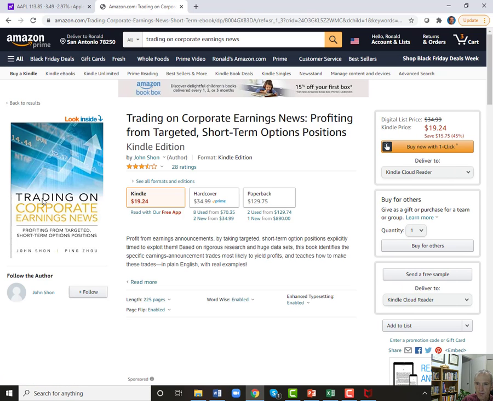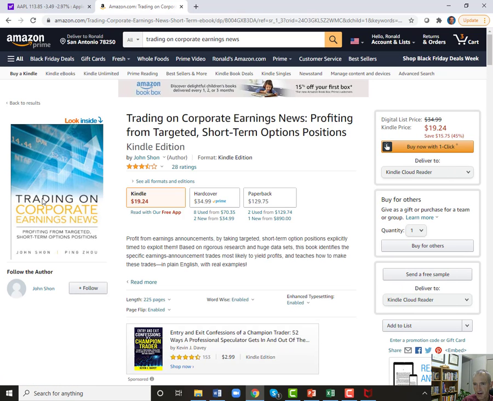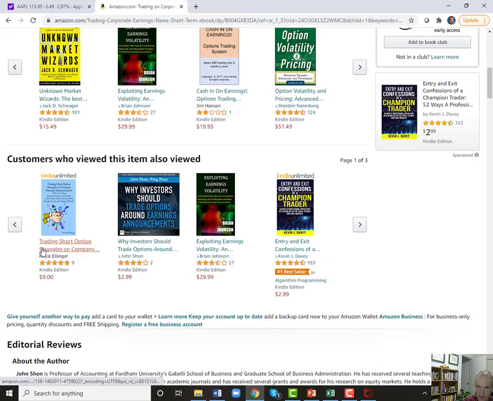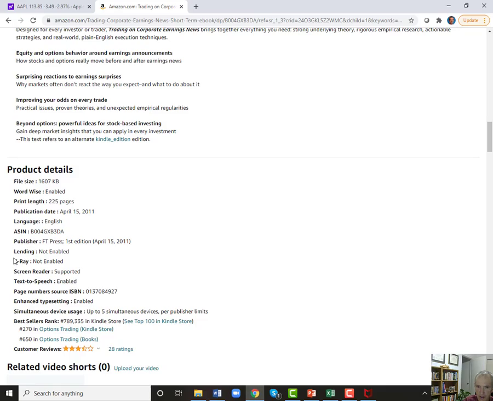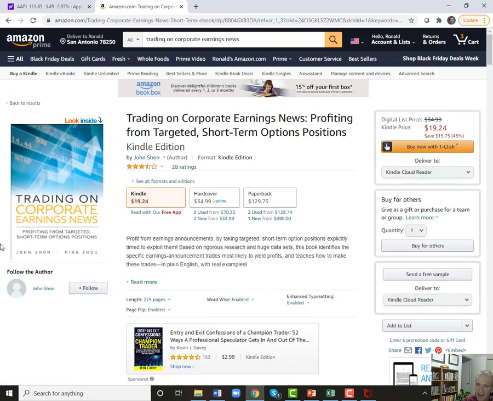So this brings up this book. I recommend this book called Trading on Corporate Earnings News, Profiting from Targeted Short-Term Option Positions. It's a really good book. It's not very long. I don't think it's even 200 pages, if I can remember. Well, 225, but with the appendices. It's very easily written, so it's not a really overly technical book.